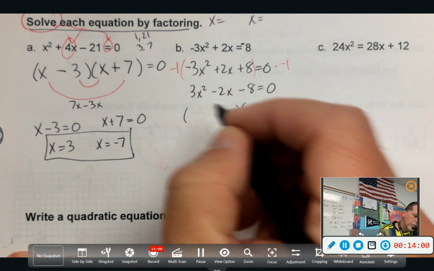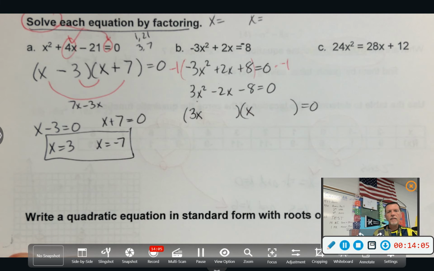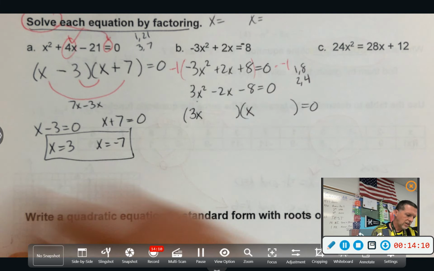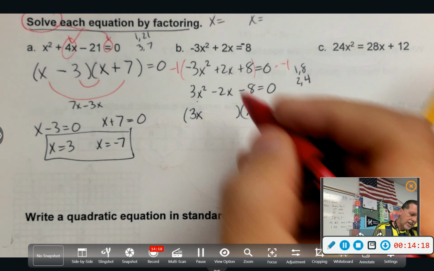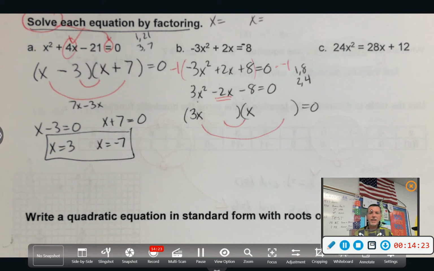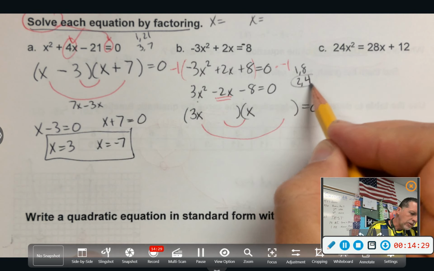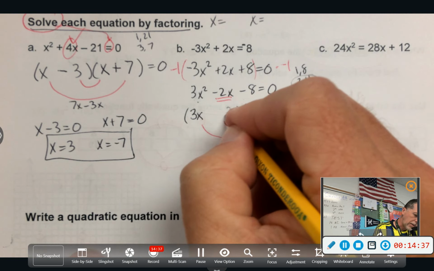Alright, this is one that's a little bit harder. 3x, my only options are 3x and x. To get to 8, I've got choices. And because of the plus minus stuff, I've got lots of choices. Alright, I need to make my double smiley face add to negative 2. I think I said yesterday that we usually like to start at the inner factors, not the extreme factors. So I'm going to put 2 and 4 down there and see what happens.